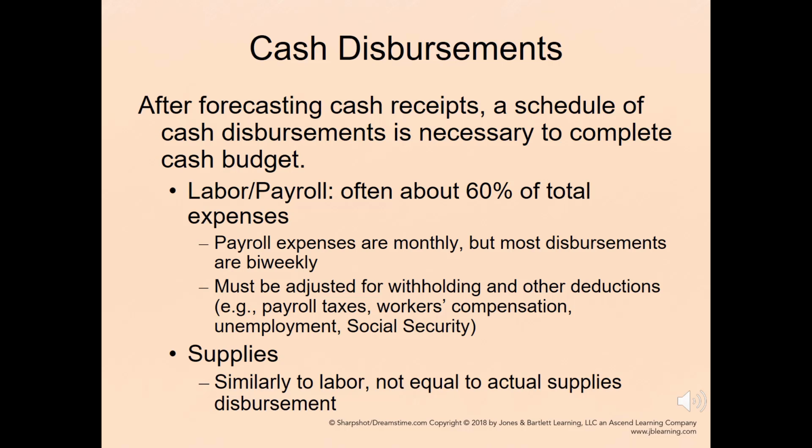After forecasting cash receipts, a schedule of cash disbursements is necessary to complete the cash budget. Labor and payroll is often about 60% of your total expense. Payroll expenses are monthly, but most disbursements are biweekly and must be adjusted for withholding and other deductions, for example, payroll tax, workers' compensation, unemployment, and Social Security. And supplies, which is similar to labor, are not equal to actual supply disbursement.